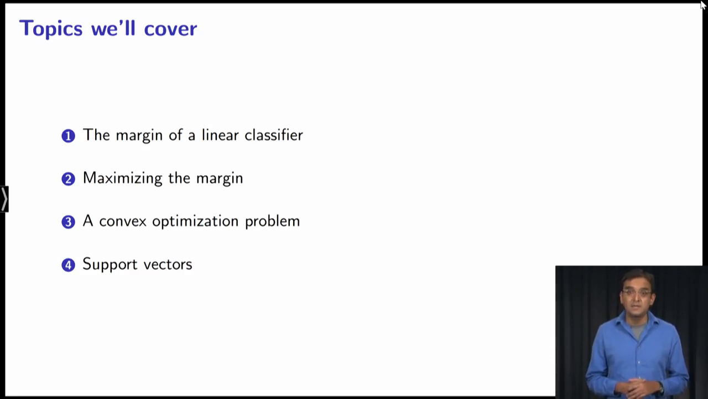And it'll turn out that the solution has a unique property. It only depends on a few of the training points, which we call support vectors. And this is why the method overall is called a support vector machine.